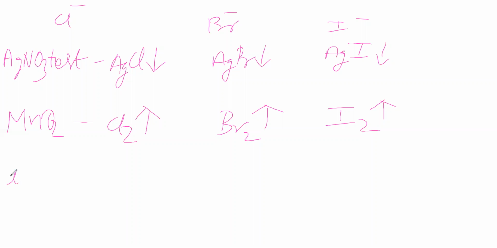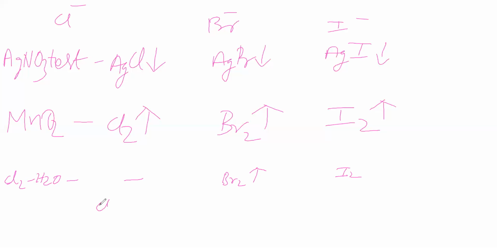Then we will see the chlorine water test. The chlorine water test is not for Cl minus, because with chlorine there is no reaction. Br minus becomes Br2, which goes to the CS2 layer and gives an orange coloration. I minus becomes I2, which goes to the CS2 layer and gives violet color to the CS2 layer.